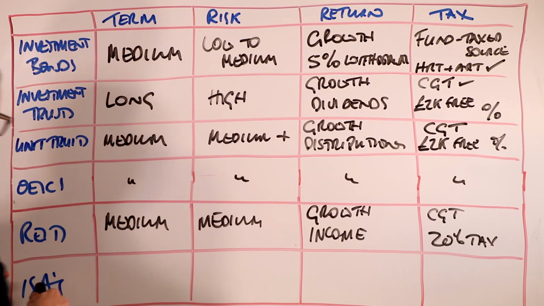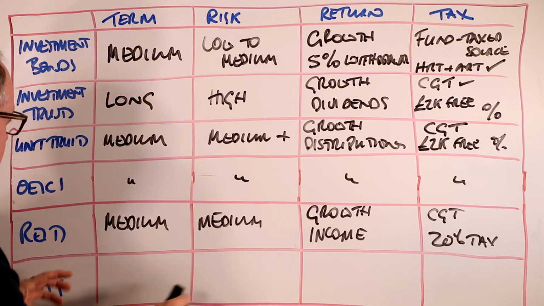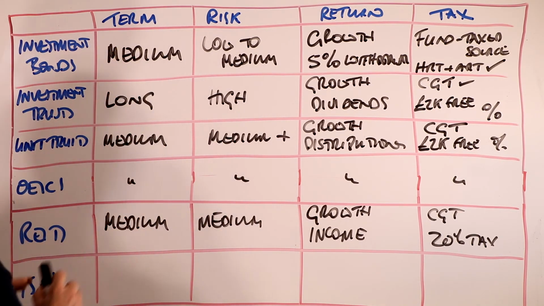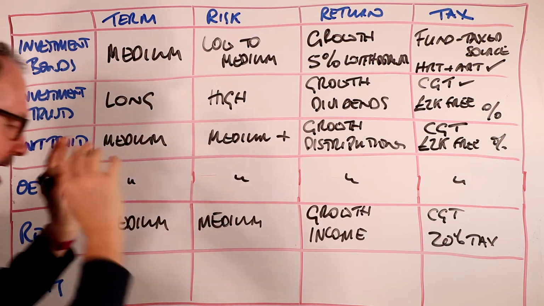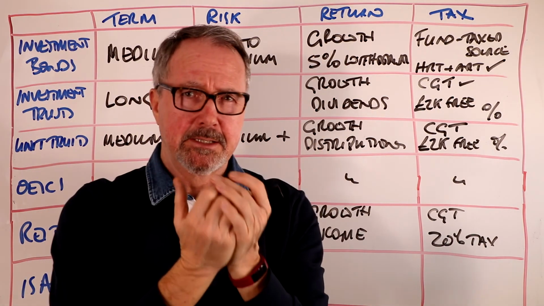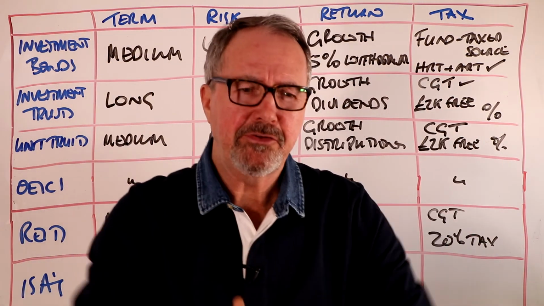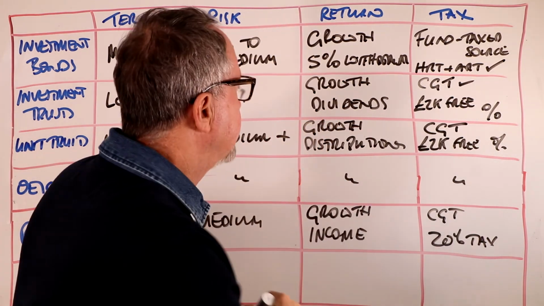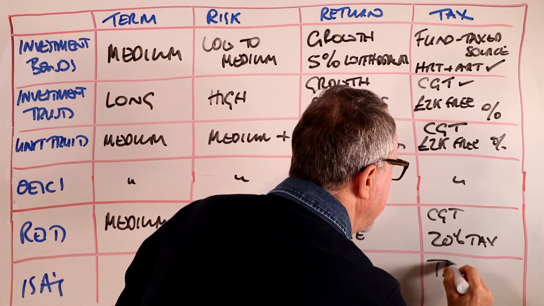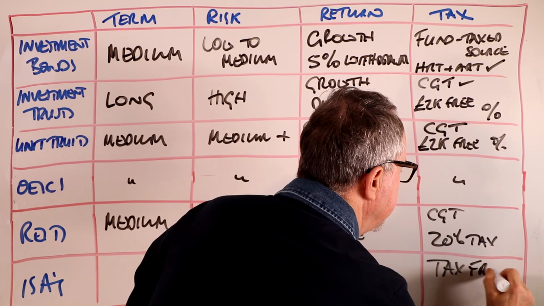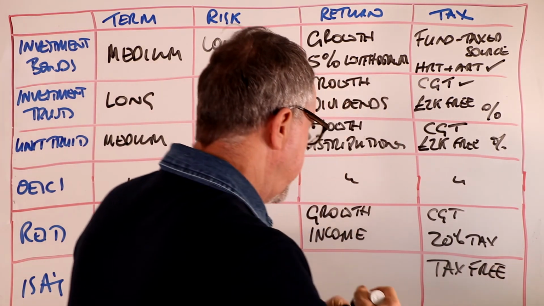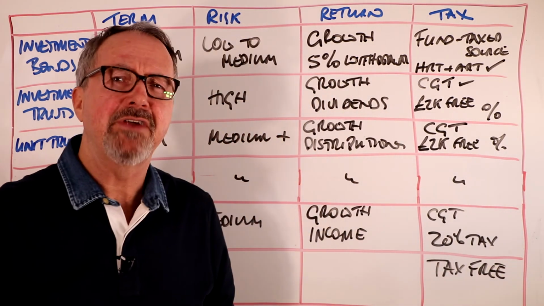Now the ISA itself merely wraps itself around one of these things. It's not an investment in its own right, it's a wrapper, it's a cloak that cloaks an investment and makes it tax free. So the whole point about the ISA is it's tax free. There's no capital gains tax to pay, there's no income tax to pay, there's no dividend tax to pay. The whole lot's tax free.